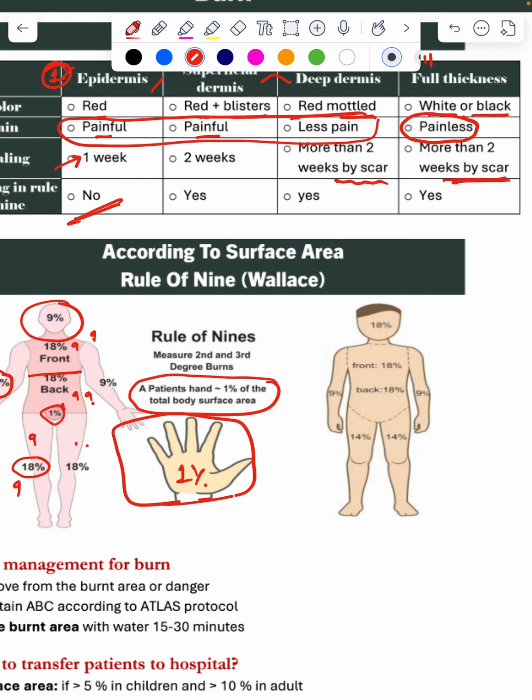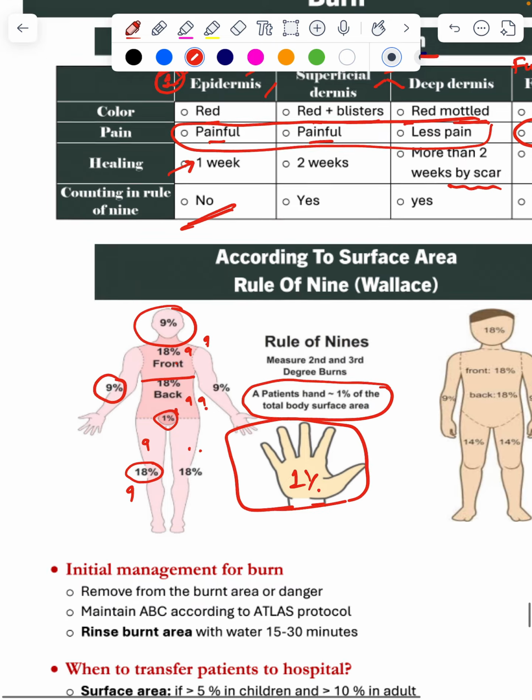Now what is the difference in children? The head and neck is 18. Rest 18, 18, and legs are reduced. Now 4 and 4 are reduced in this. 14 and 14 means a total of 8 is reduced out of this. So 9 plus 18, perineum is also reduced here.